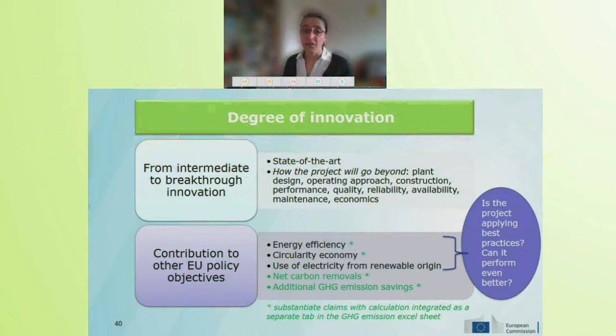So for the first three elements, energy efficiency, circularity, and use of electricity from renewable energy origin, you are expected to do the best possible. So we are not going to give any extra points. On the contrary, what can happen is that we can reduce points. On the other hand, there are two other elements, which are the net carbon removals and additional greenhouse gas emission savings, where you could possibly gain points. So let me explain one by one those two elements.